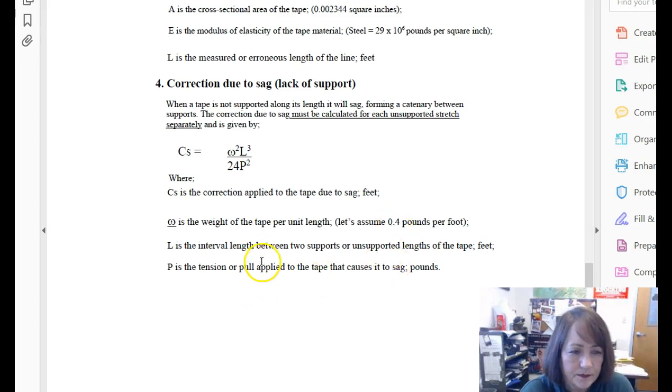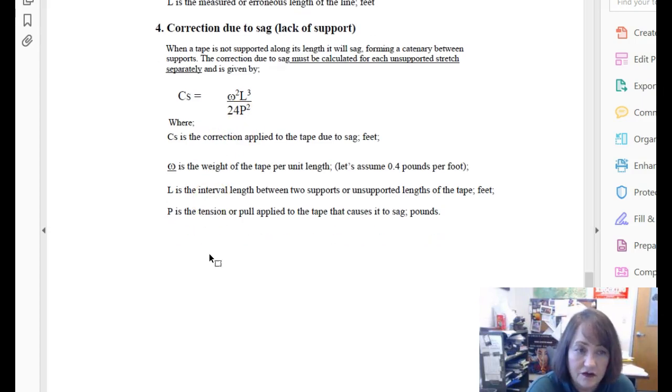All right. L is the interval between the two supports, like I said. So if you pull 100 feet or if you pull 84 feet, L goes here. And you notice you have to cube that number, so it's L times L times L, in order to make this correction work. And then P is the tension or pull that you actually put on the tape. So if you pull with 30 pounds, P here would be 30 pounds. All right, so those are the 4 correction factors that you need to make every time that you pull a tape.